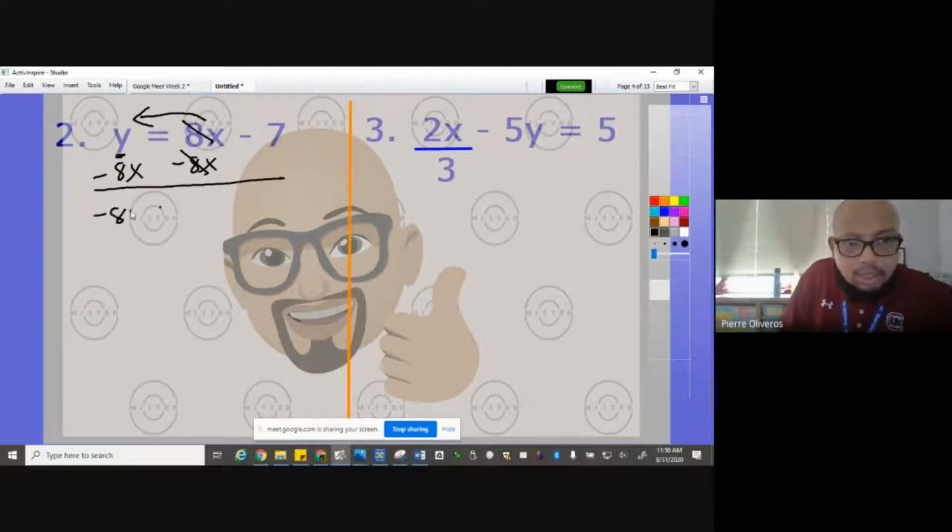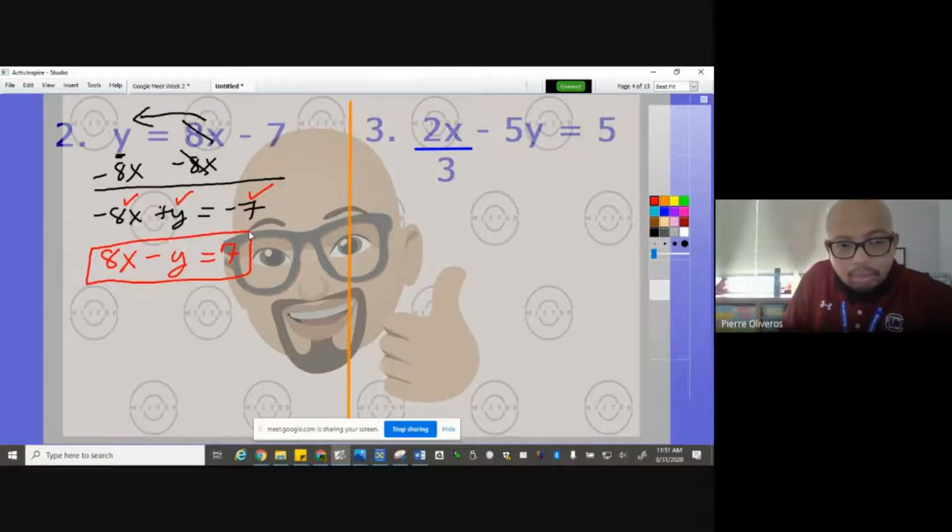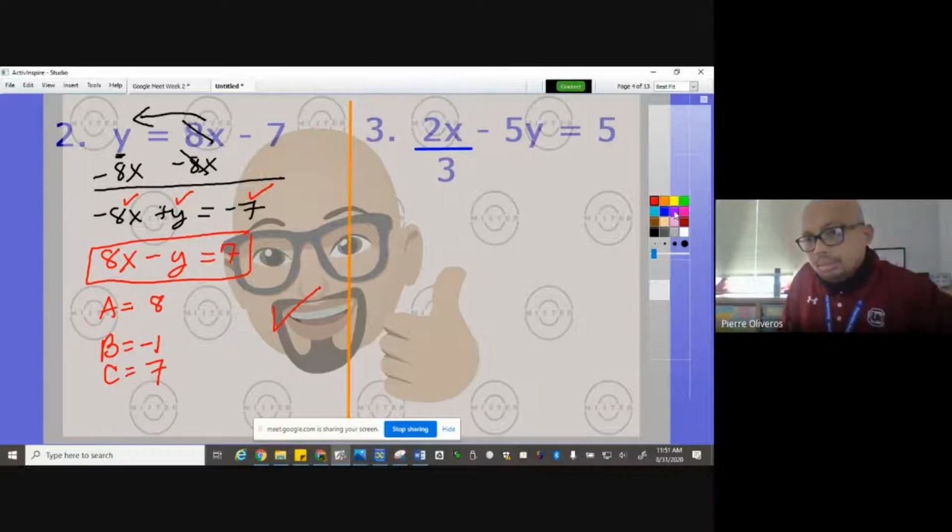So again, this would be negative 8x plus y is equal to negative 7. So instead of dividing by negative 1, I'm going to flip the sign. This negative 8x will be positive 8x. This positive y will be negative y. And this negative 7 will be positive 7. And that's already in standard form. If I ask you what's the value of a, that's going to be 8. The value of b is negative 1. There's an invisible 1 here. And c is equal to 7. Kaboom.